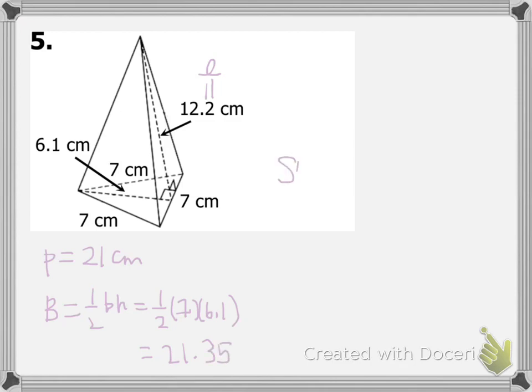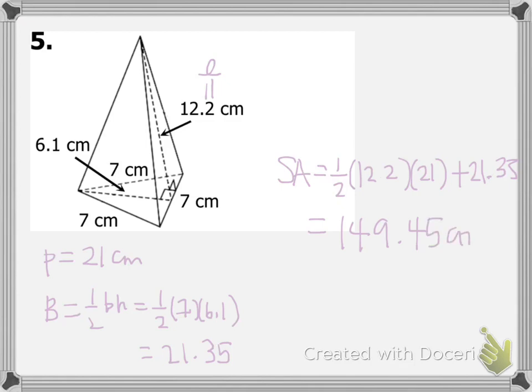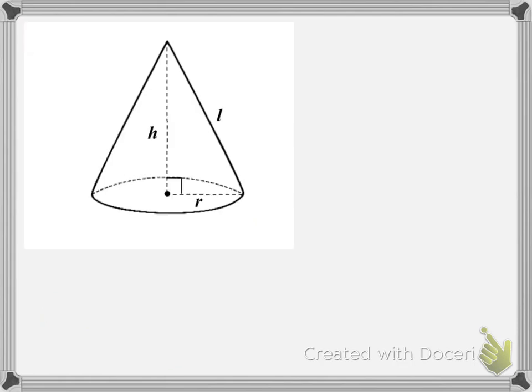So now the surface area here is going to be 1/2 times 12.2 times 21 plus 21.35. So the surface area here is going to be 149.45 centimeters squared. Okay, so pyramids. So now the last one is going to be our cones.